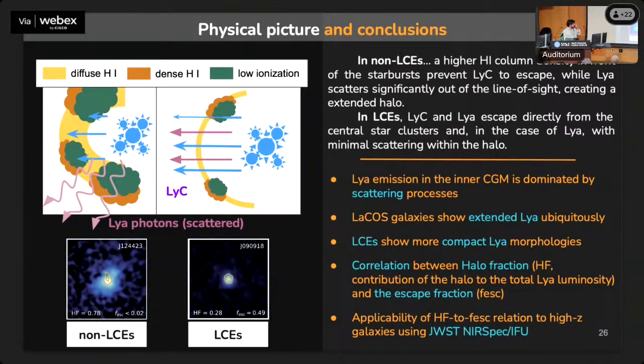On the other hand, for Lyman continuum emitters with high escape fraction, there is no such HI screen between the stars and the observer, and therefore the Lyman continuum photons and the Lyman alpha photons escape directly from the central star clusters without suffering any absorption, or any scattering in the case of Lyman alpha, and therefore their halos are shallower and smaller.